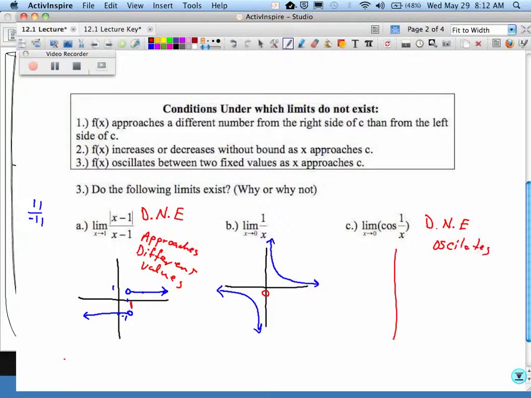I wish my D's would look a little better. Okay, so those are the rules under which limits do not exist. There are some properties you can look at. We don't spend a lot of time on them. And now we're ready to actually calculate some limits.